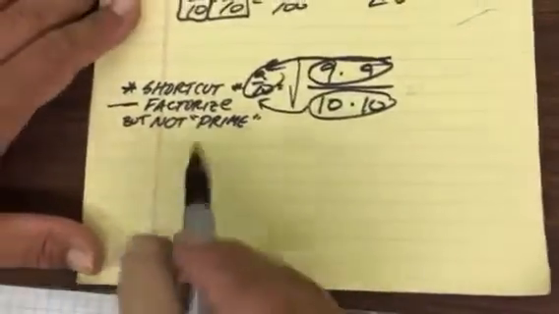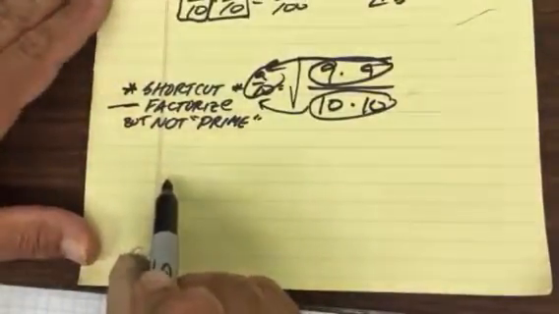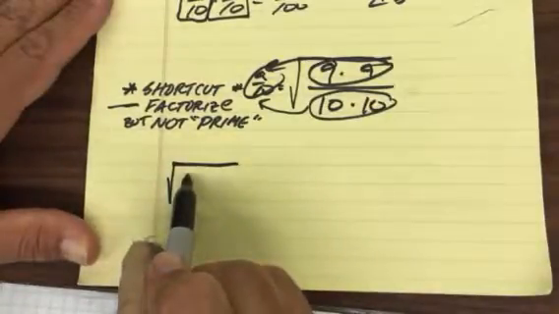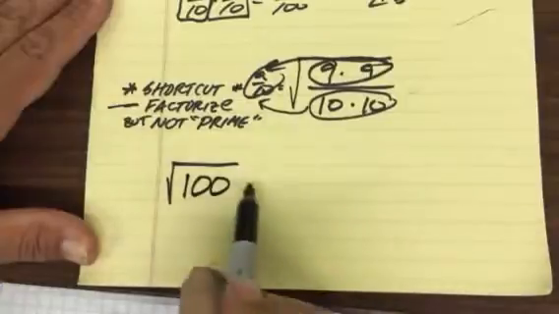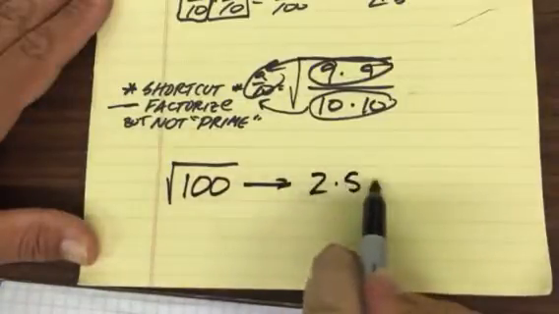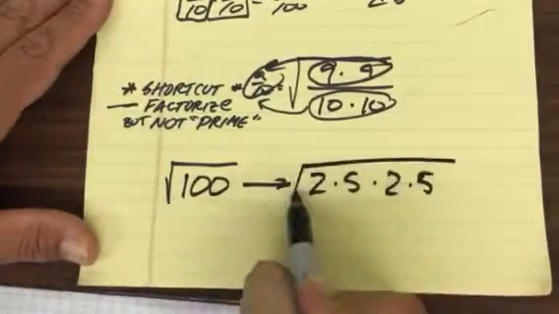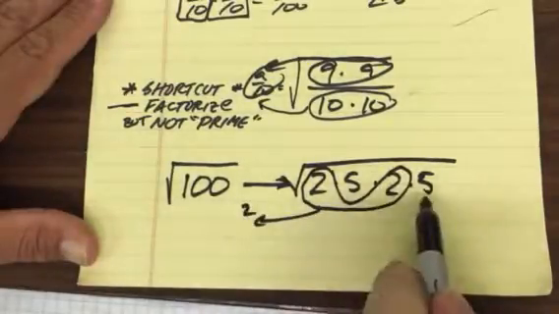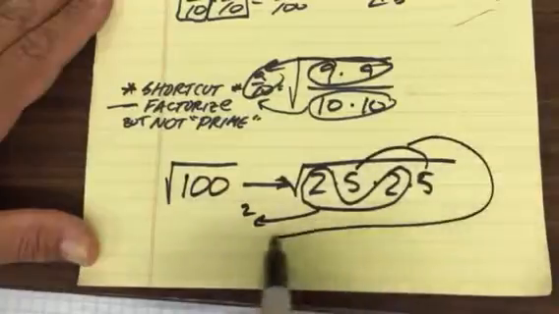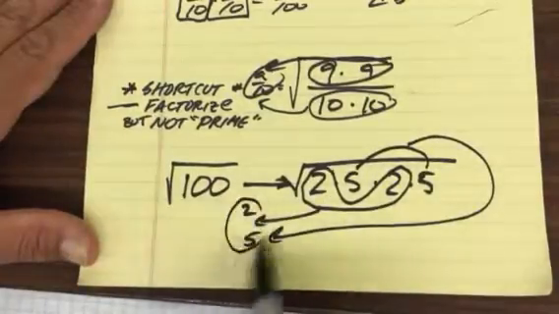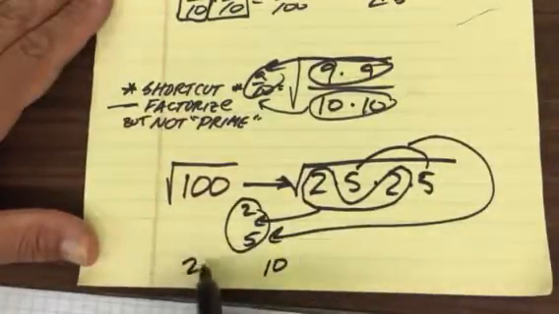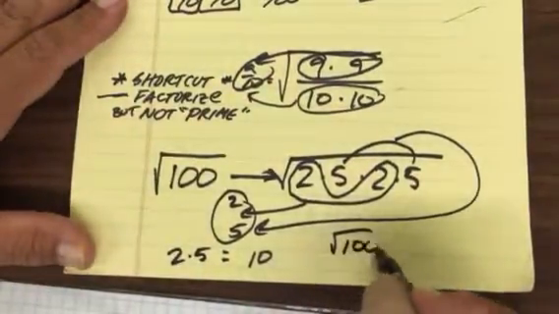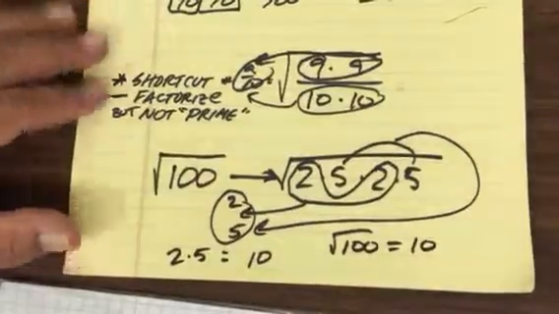So here are some other examples, and let's not talk through these. Square root of 100 is 10, but we knew that already.